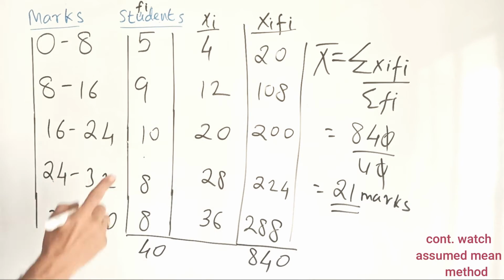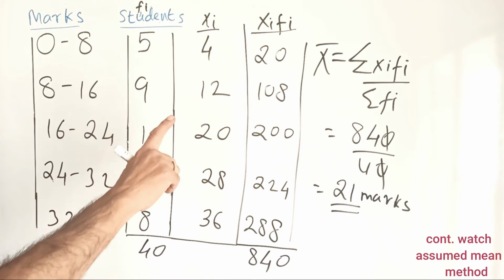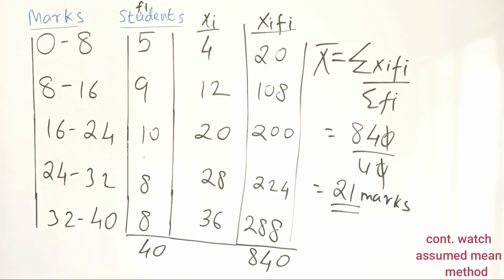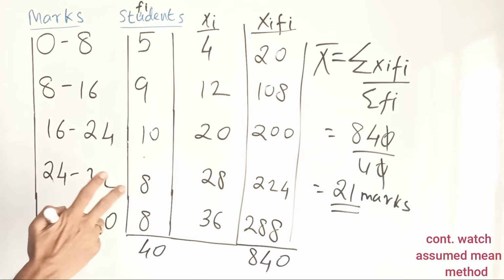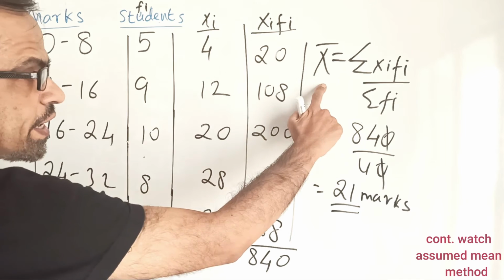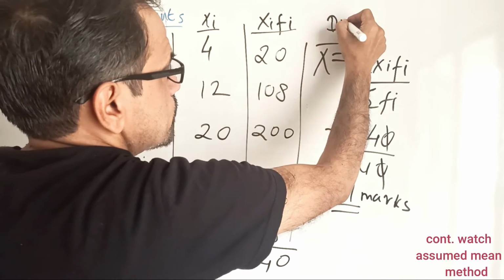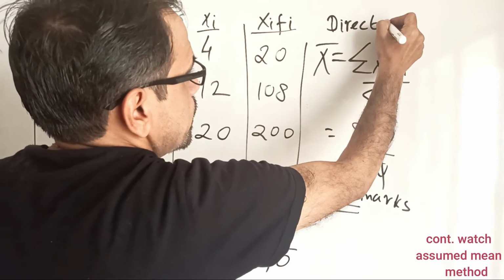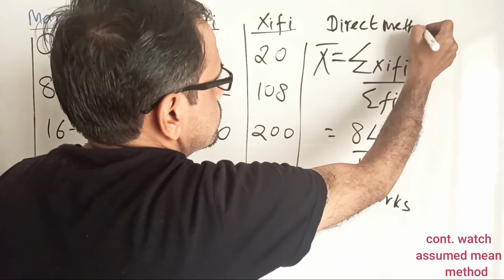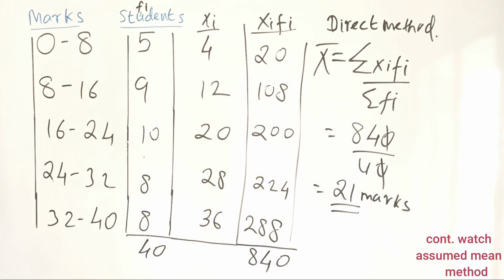So 21 marks is our answer. Now let us calculate the same question with the help of the assumed mean method. That is in your syllabus. According to the reduced syllabus, only two formulas are there. One is the direct method. This will be denoted by direct method. And the other is the assumed mean method.